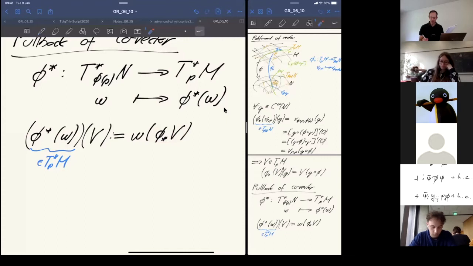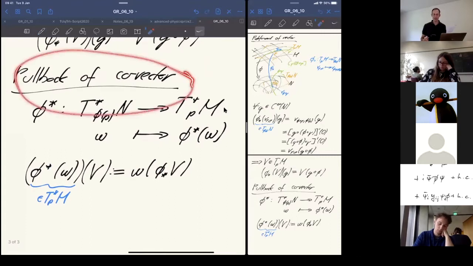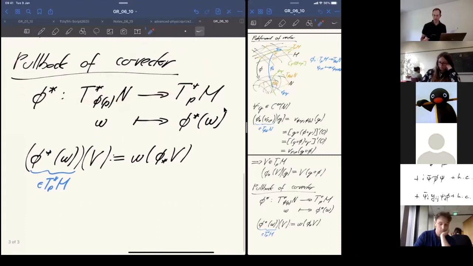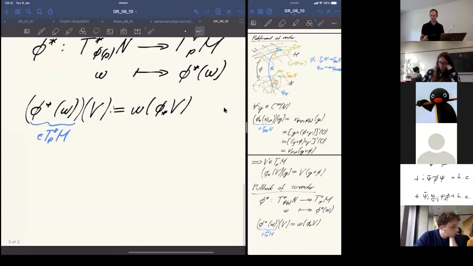And this is essentially the only object that you can naturally define. When you have already defined the push forward, the pullback is the only thing that is in a way compatible with the push forward. It's compatible in a way that we will see once we generalize that to tensors. So that's all in this very small subsection about the pullback. That's what the pullback is.